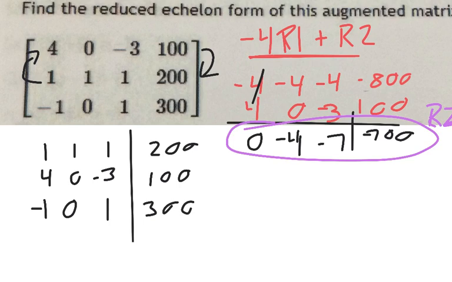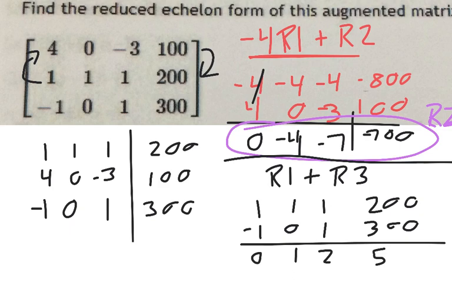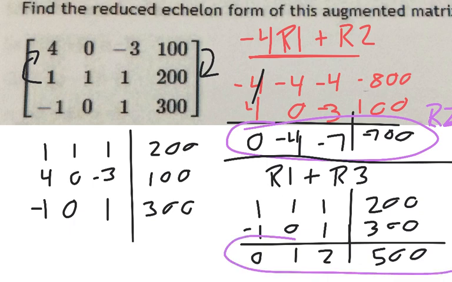So how could I eliminate a -1? I could just combine them the way they are, right? I don't have to multiply row 1 by any constant. So now I want to take row 1 and combine it with row 3. And so that would give me 1, 1, 1, 200, combined with -1, 0, 1, 300, which gives 0, 1, 2, 500. And so this here is going to become my new row 3.